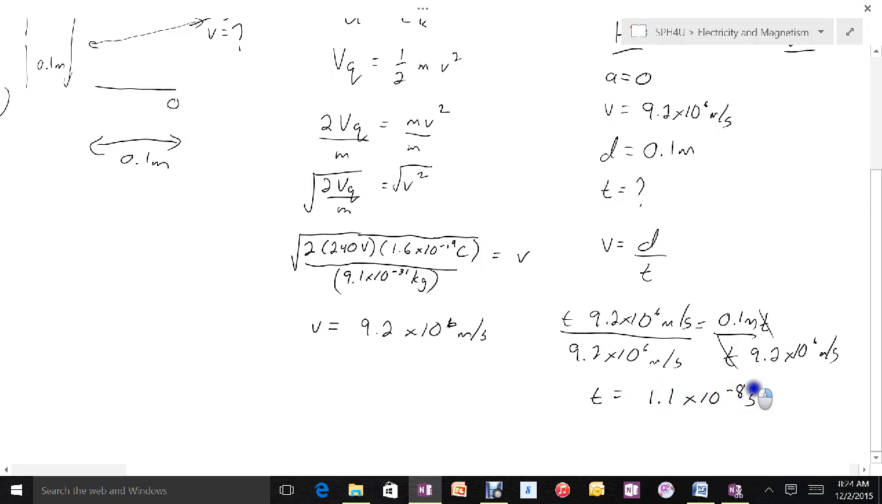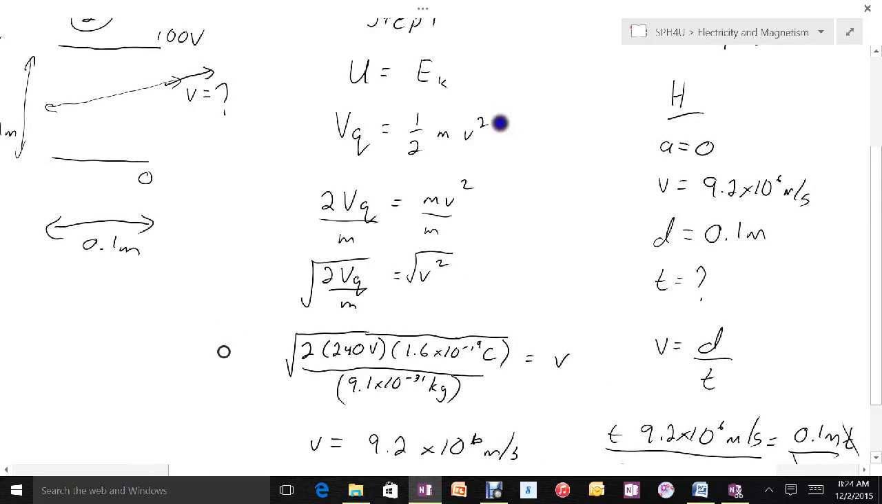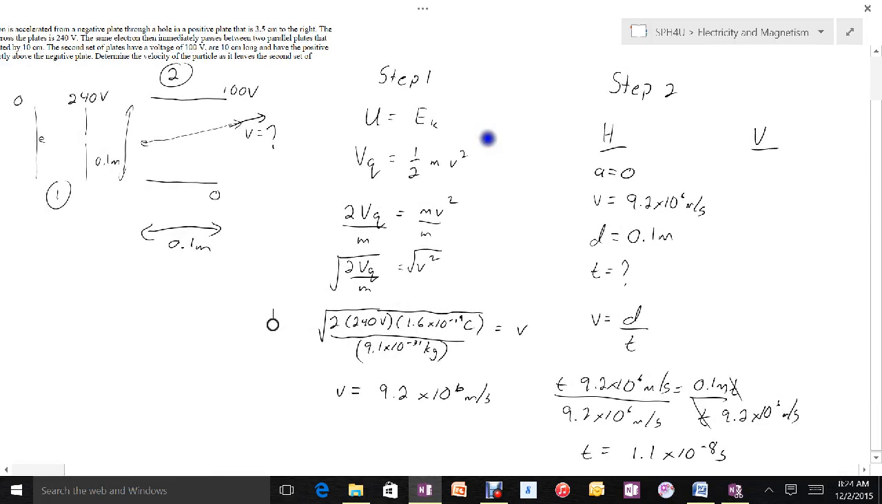Effectively, what I've done here is I've said if I shoot that electron out of those parallel plates with that speed, how long is it going to be in between the next set of plates? And I found that value to be 1.1 times 10 to the negative 8 seconds. So I have the speed, I have the distance that it has to travel through as it goes through that next set of plates. So assuming there's no acceleration, I can figure out how long it's going to be in between those two plates.